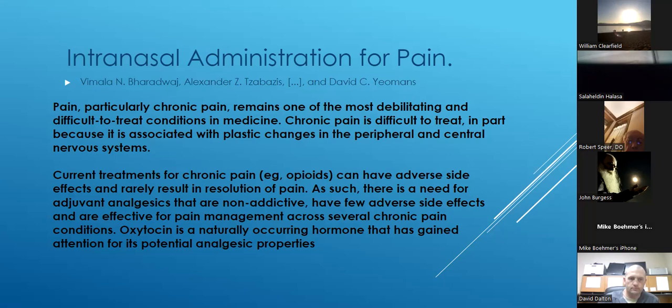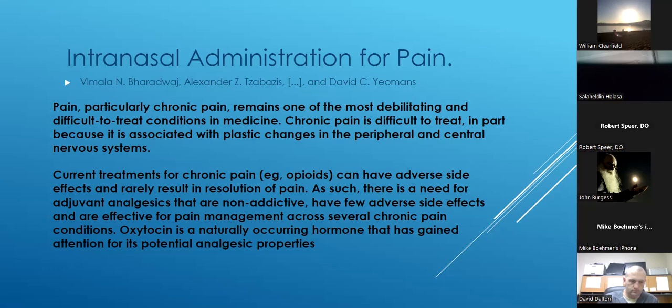And we know that pain, particularly chronic pain, remains one of the most debilitating and difficult to treat conditions in medicine. Chronic pain is difficult to treat in part because it's associated with plastic change in the peripheral and central nervous system, right? We talked about the abnormal neuroplastic change in the brain, the abnormal wiring of the brain that's only for seeking narcotics and those drugs. So with current treatment for chronic pain, opioids can have adverse side effects. And we understood why, because they cause oxidative stress in the brain.